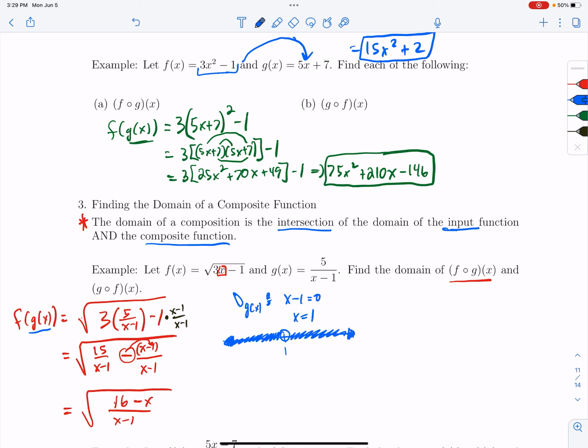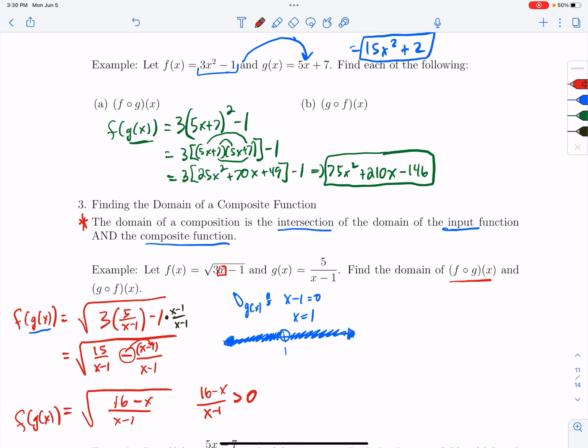So to find the intersection of two domains, I'm going to graph them both on a number line and see where they overlap. So I found the domain of the input function. That's this in blue, the domain of g of x. Now I need to find the domain of this thing down here, of f of g of x. Okay, so let's just think about this. Well, I have a radical function, and I know that I can never have a radical function that has a radicand that is negative. So I know 16 minus x over x minus 1 must be greater than 0.